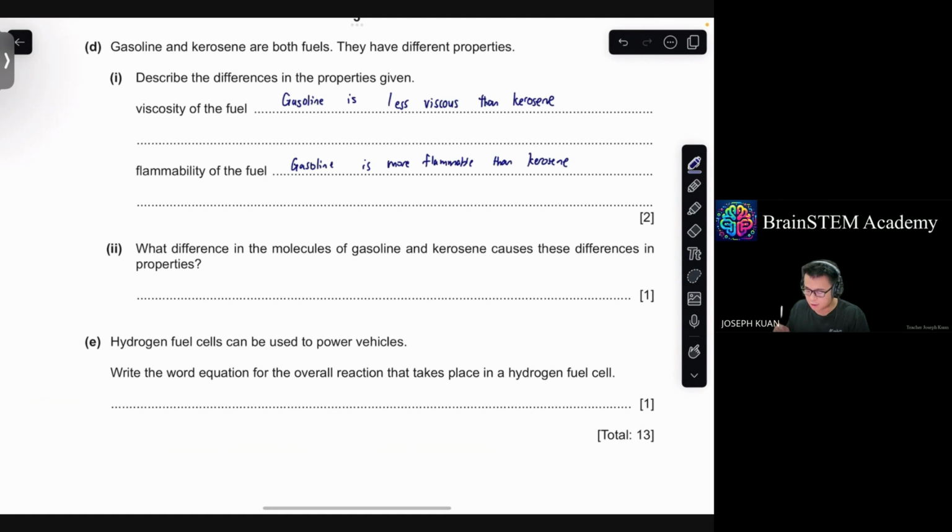2. What difference in the molecules of gasoline and kerosene causes these differences in properties? So ultimately, why does gasoline have a less viscosity than kerosene? Because it simply has smaller molecules, right? Shorter carbon chain molecules. So gasoline has shorter chain molecules compared to kerosene.